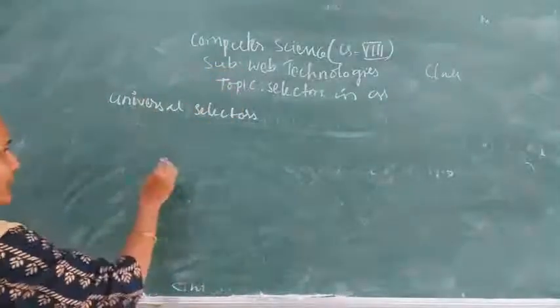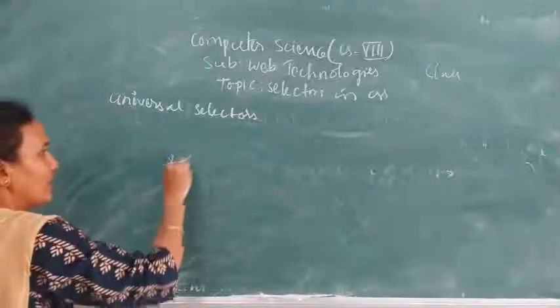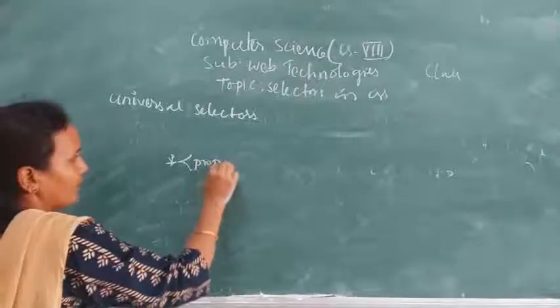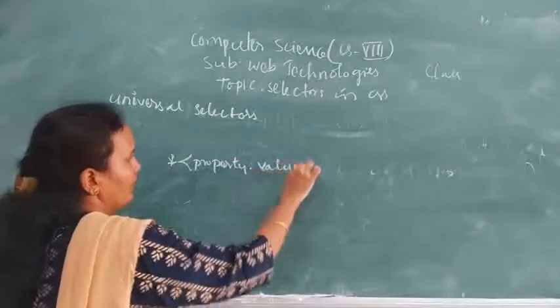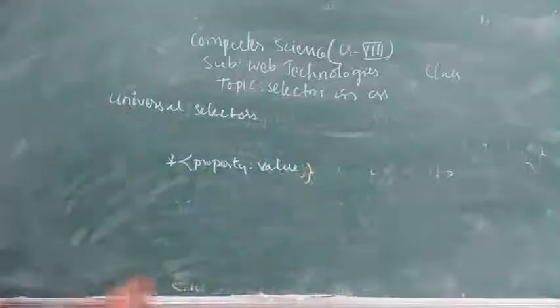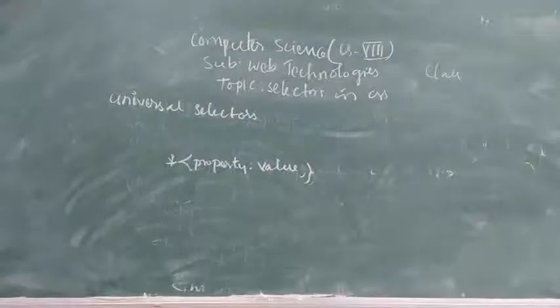So the syntax for this is asterisk, then property and value. This is an asterisk. Whatever properties you have given are applicable to all the elements in the HTML document.